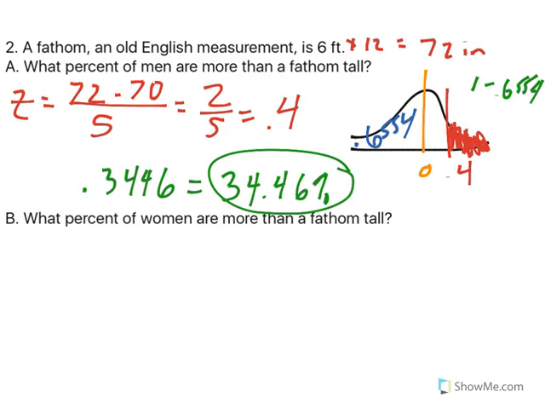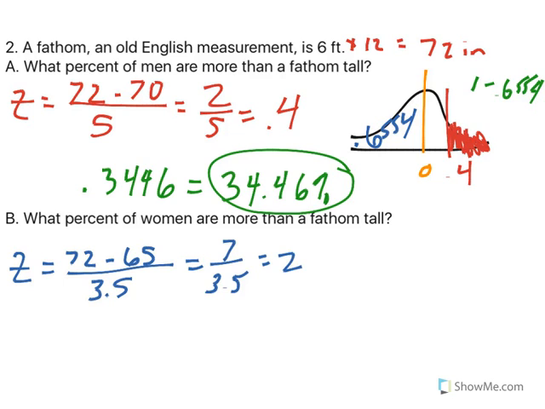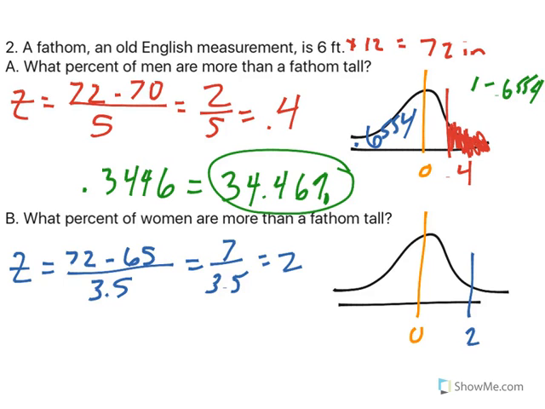Let's do that same question with women. Finding the z-score, we have 72 minus the mean of 65 divided by the standard deviation of 3.5. And 7 divided by 3.5 is 2. So on our normal distribution curve, we now have a z-score of 2, which is quite a bit further to the right than a z-score of 0.4. Again, we're finding area to the right. When you go to the table, area to the left of a z-score of 2 is 0.9772 because the table is always to the left.